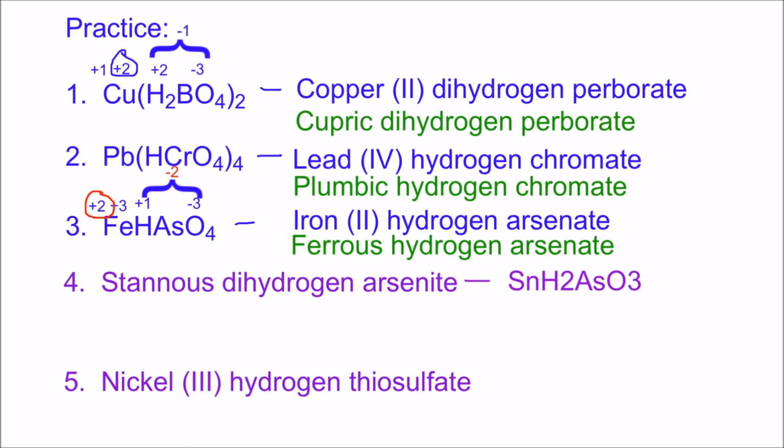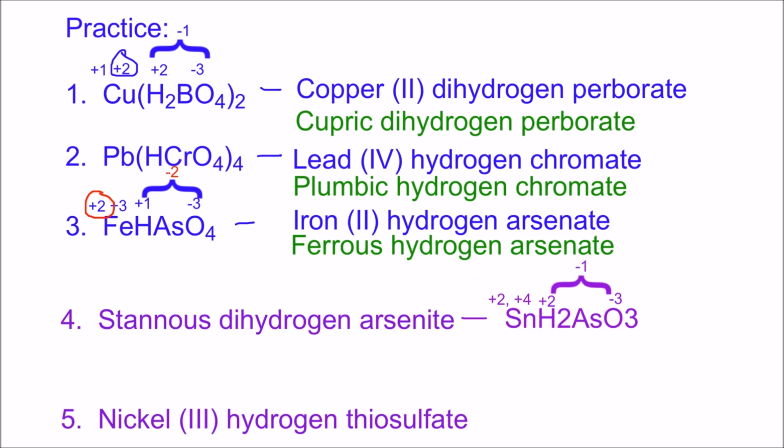Now we just need to check our charges. So tin can be a plus 2 or a plus 4. Hydrogen is plus 1, but there's 2 of them. And PO3, BO3, and AsO3 are minus 3. Okay, so now we need to combine the plus 2 and the minus 3 together. Okay, so we have a minus 1 charge here.